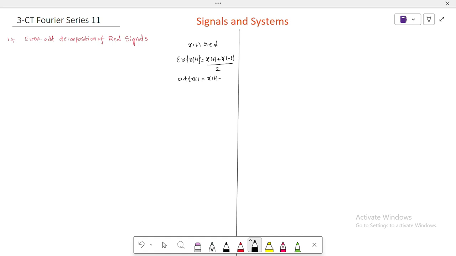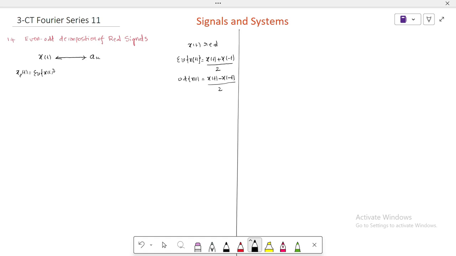So x of t, its Fourier series coefficient is ak. The even part of x of t is equal to the real part of ak, which is a complex number.